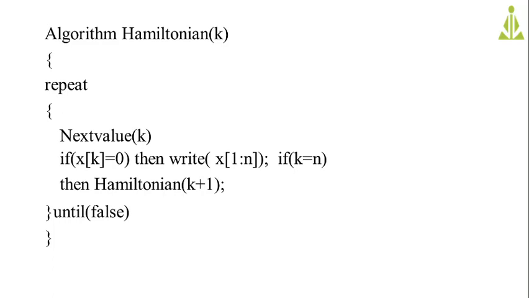What we are doing in the problem, we are checking the nearest, means adjacent vertex and visiting that. So the algorithm, you need to write in the exam. Algorithm Hamilton k: repeat next value k. If x of k is equal to 0, then return. If k equals n, then Hamilton k plus 1, until it is false.